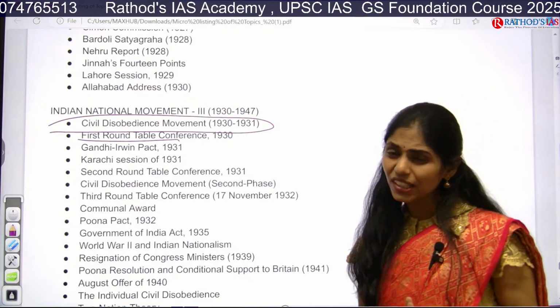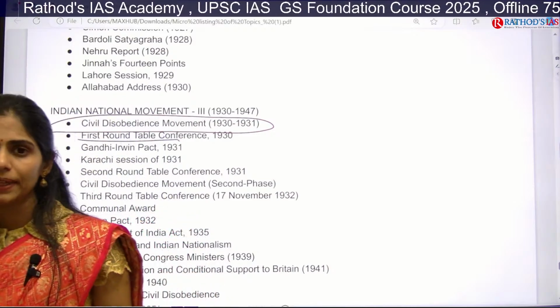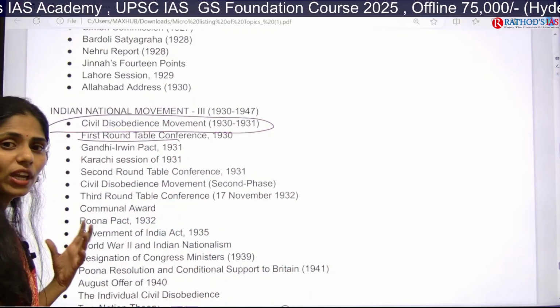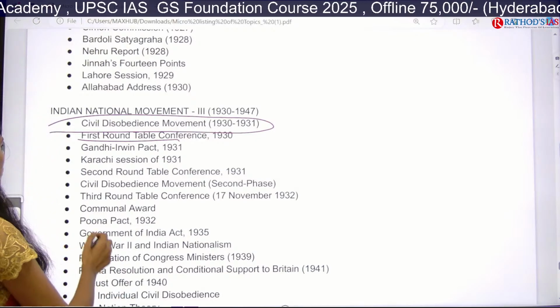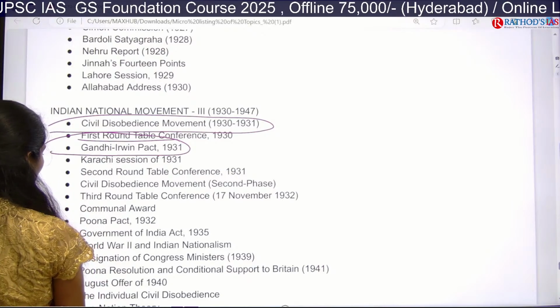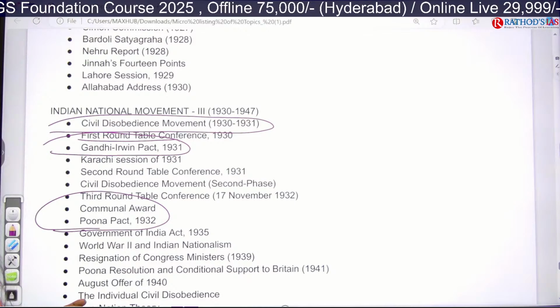So whether Gandhiji attended all these meetings or not, who is the woman who attended all the meetings? Like that you have to know, and that way you can expect questions. And next one is the Gandhi-Irwin Pact of 1931. Next one, you have to know the Communal Award or Pune Pact of 1932.